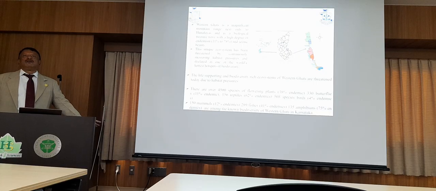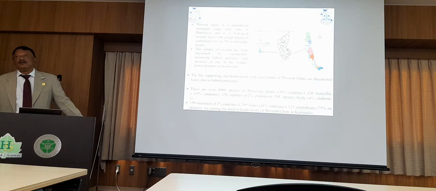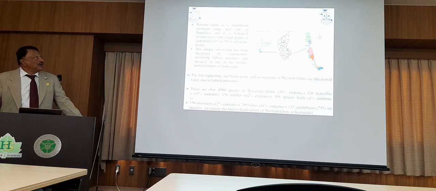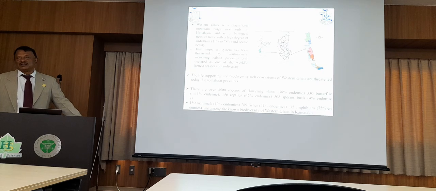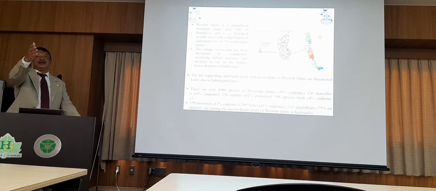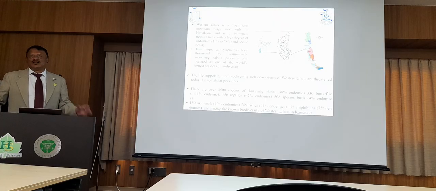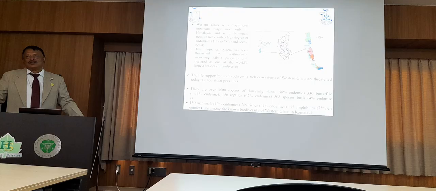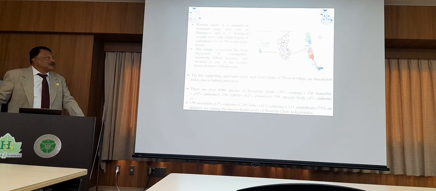We have also identified some species, like a frog, which you cannot find anywhere else in the world. There is a high degree of endemism, 11% to 78%, and scenic beauty. This unique ecosystem has been threatened by continuously increasing habitat pressure and decreasing forest. There is a lot of forest area in that region.